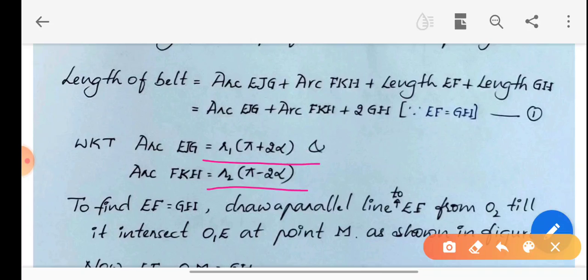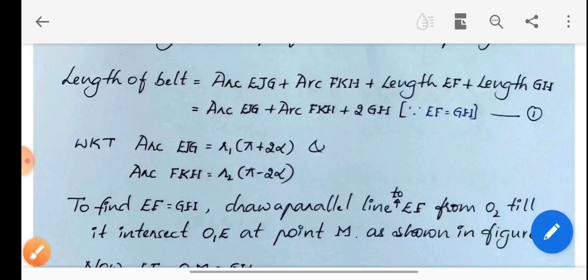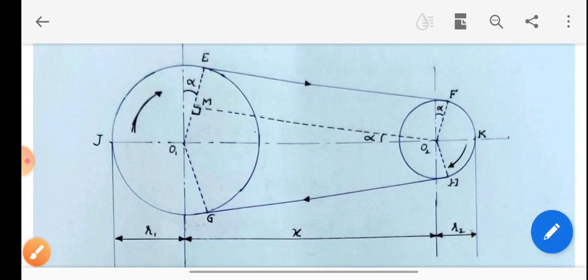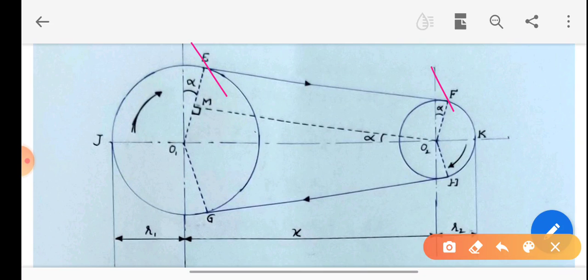So now we know what arc EJG and arc FKH are. We need to find the length EF. The only unknown for us is the length EF. If you find EF, it is equal to GH. So EF we need to find out. I cannot find EF directly.